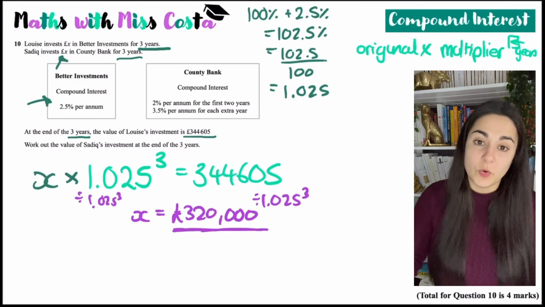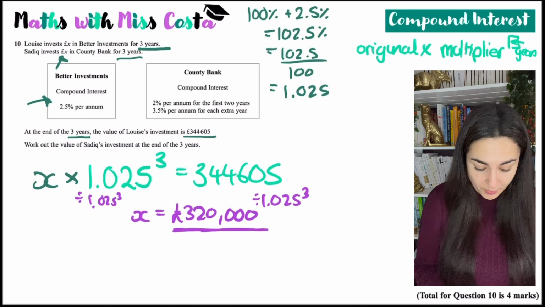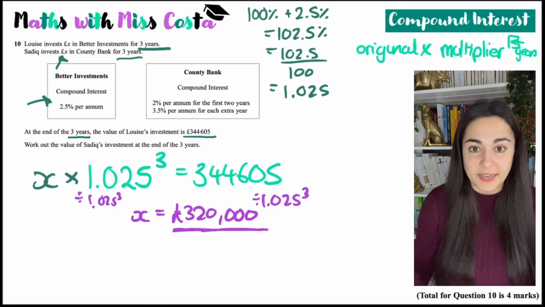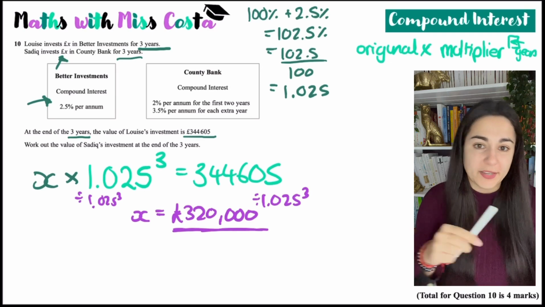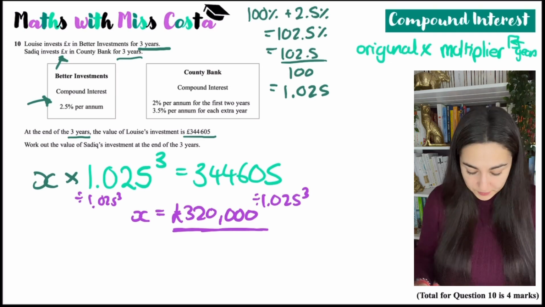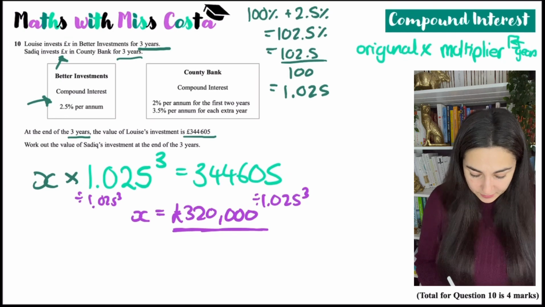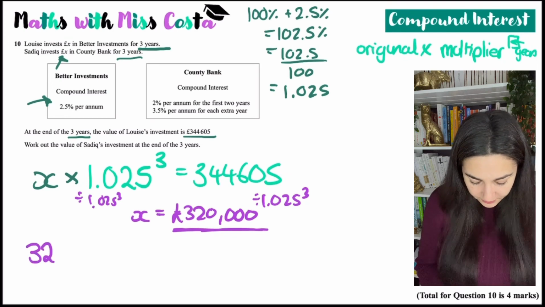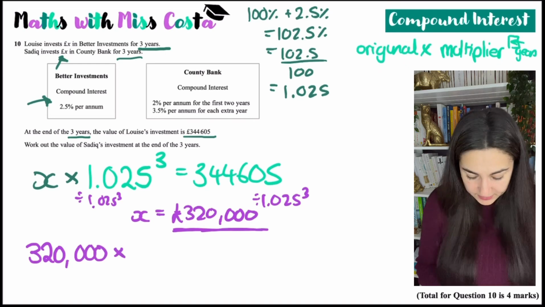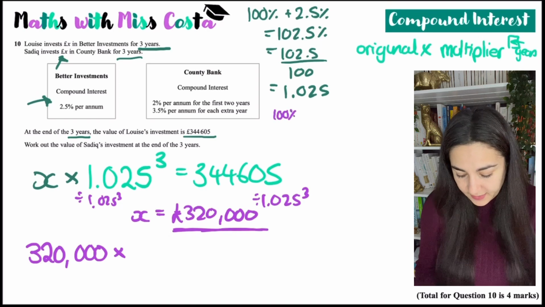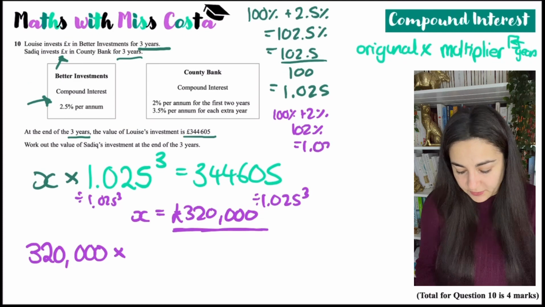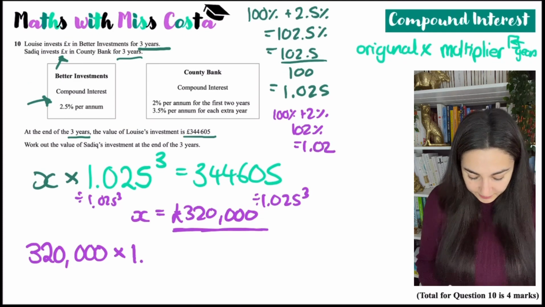So that means that that is what Sadiq also invested, because they both invest X amount of money. And in any maths question, if they use the same algebraic variable, so X or Y, then it means it's the same amount. So X is the original amount for Sadiq. So I'm going to say 320,000 times by, okay, so an interest rate of 2%. So remember, you do 100% plus 2%. That's 102%, which would be 1.02 if you just divided it by 100. So times 1.02.